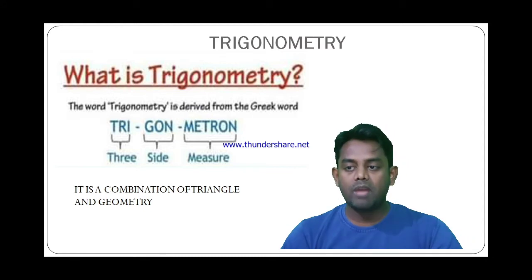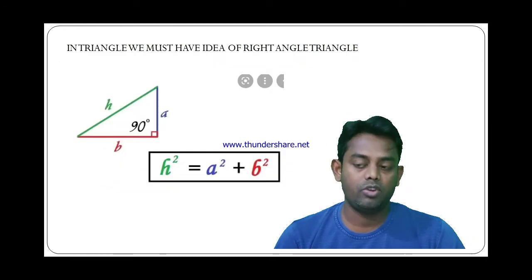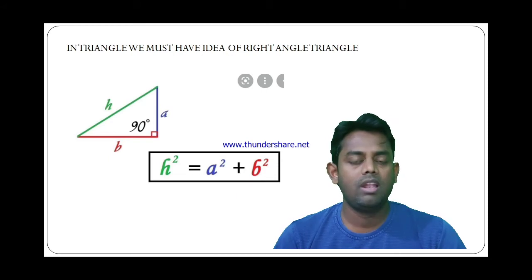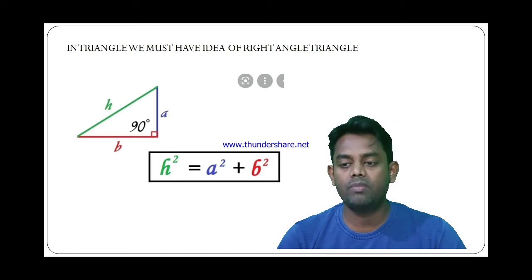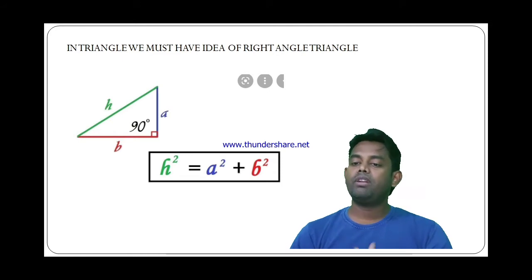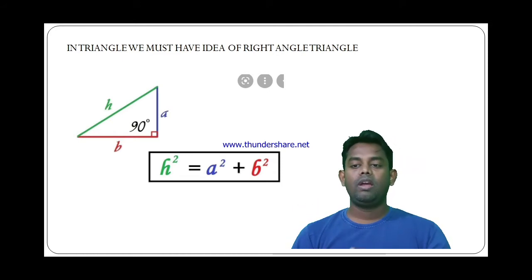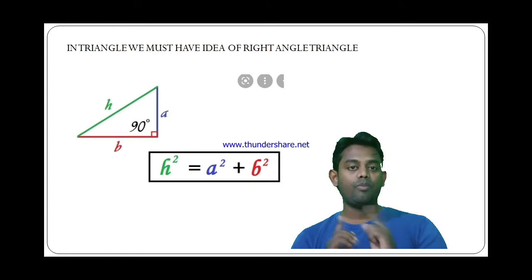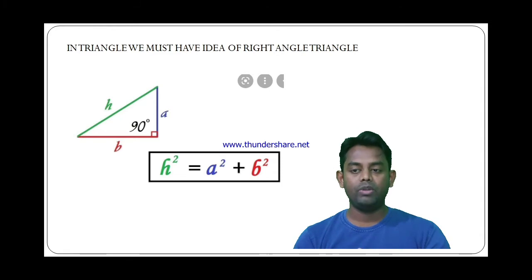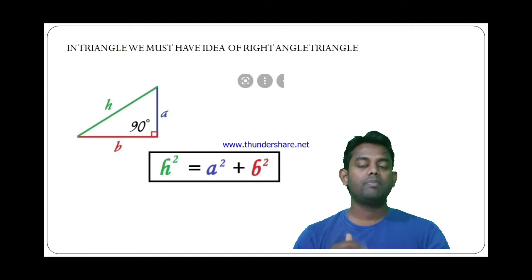In triangle, we must have idea of right angle triangle. Basically, in trigonometry, we will discuss about right angle triangle. Let us see the right angle triangle here in the given image. Right angle triangle, and A, B and H is there and 90 degrees there. 90 degrees means right angle triangle. B is basically the base and A is the perpendicular side. Okay, and if we look from A side, then B will be the perpendicular and A will be the base. Here we are taking B as a base, A is the perpendicular and H is the hypotenuse.